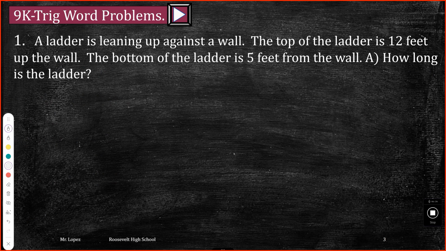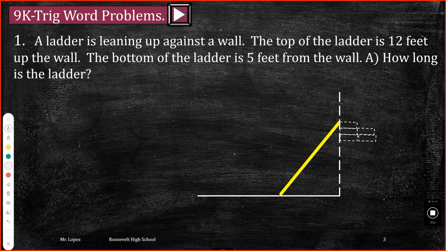All right, let's go. Write it down. So problem number 1. A ladder is leaning up against the wall. Okay, there's the wall. There's a ladder. The top of the ladder is 12 feet up the wall, from the ground. The bottom of the ladder is 5 feet away from the wall. How long is the ladder?